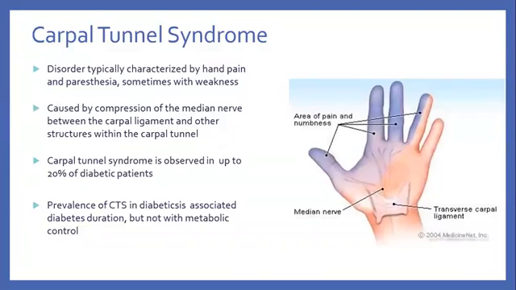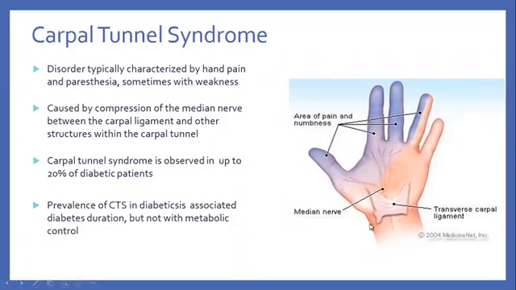Next, another musculoskeletal manifestation in the hand of diabetics is carpal tunnel syndrome. This disorder is typically characterized by hand pain and paresthesia, sometimes with weakness. It's caused by compression of the median nerve between the carpal ligament and other structures within the carpal tunnel. Carpal tunnel syndrome is observed in up to 20% of diabetic patients. The prevalence of carpal tunnel syndrome in diabetics is associated with diabetes duration, but not with metabolic control.